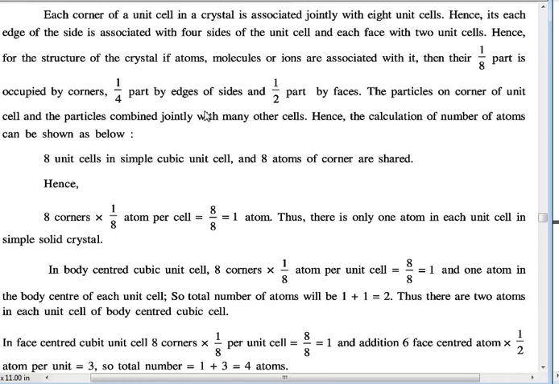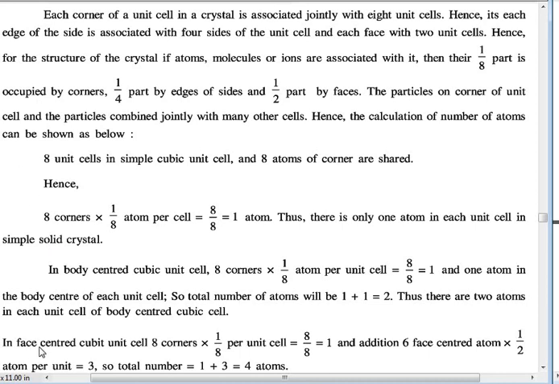This 1 by 4th part of the edges I have not clarified yet. I am going to cover it in upcoming videos, where you will learn the octahedral voids and tetrahedral voids in 3 dimensions, where you will need this 1 by 4th part of edges. For now you have to accept that for corners it is 1 by 8, for edges it is 1 by 4, and for faces it is 1 by 2.